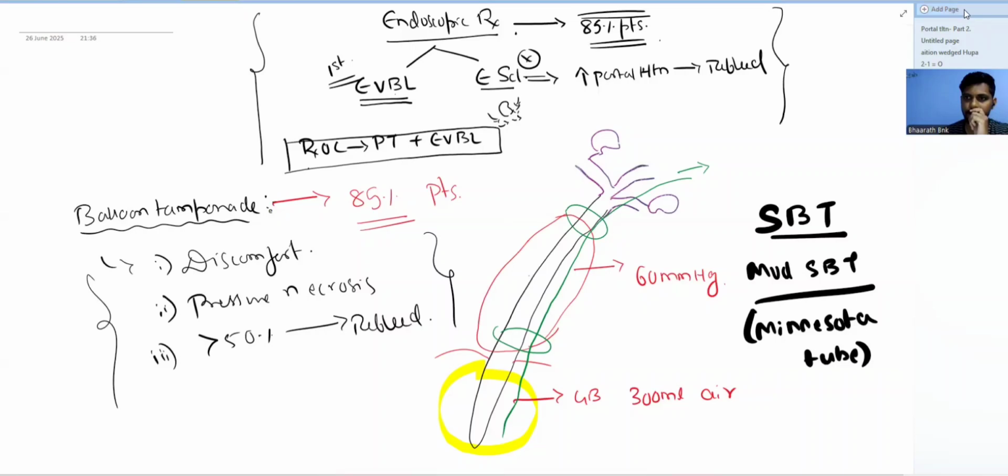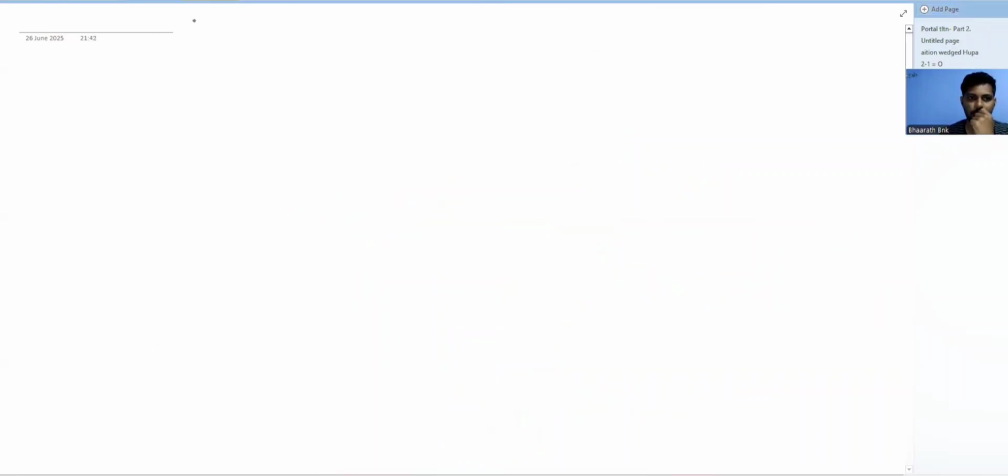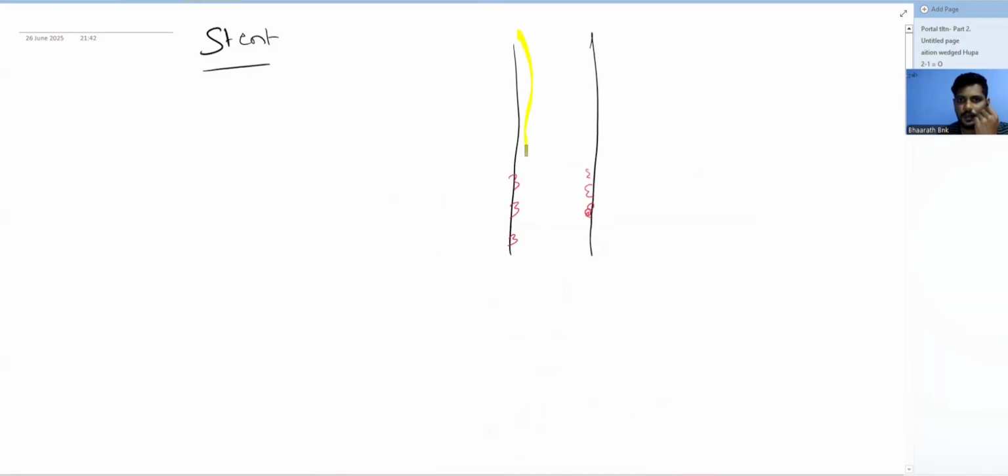So one more aspect of that is a stent. Right? So nowadays, this is the esophagus. There is a varix over here, which is bleeding. Multiple varices are there, but you are not able to identify the source because it is bleeding heavily. So you can deploy a stent here and you can expand the stent.